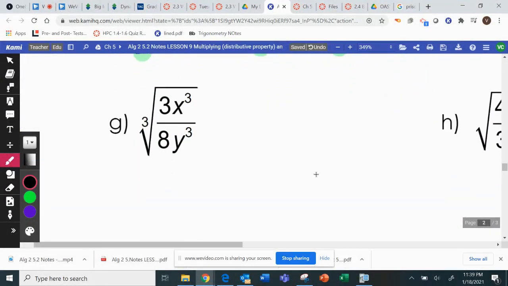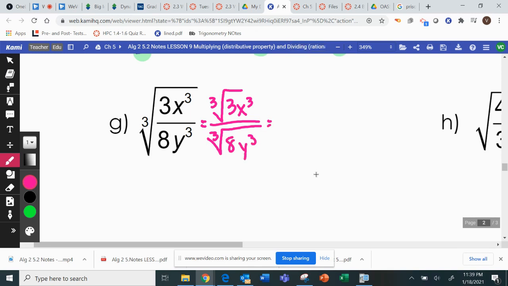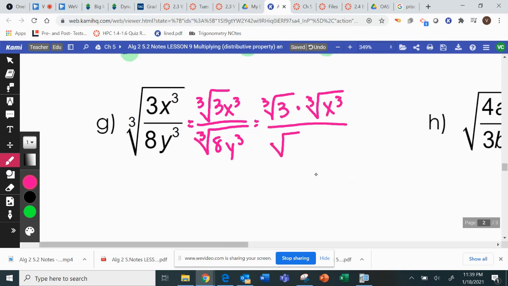All right, question G. So this is cube root. So I'll go ahead and do cube root of 3x to the 3rd over cube root of 8y to the 3rd. On top, the cube root of 3 multiplied by the cube root of x to the 3rd. On the bottom, I get the cube root of 8 multiplied by the cube root of y to the third.